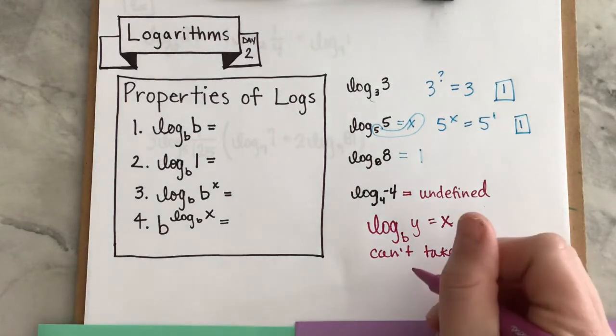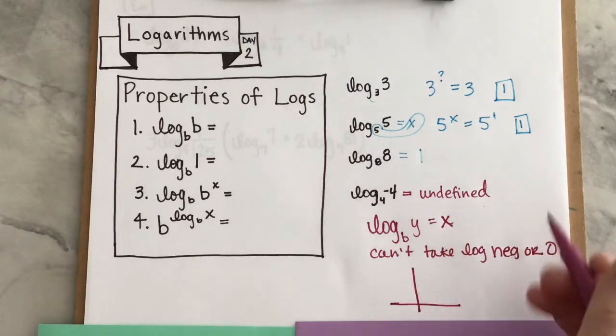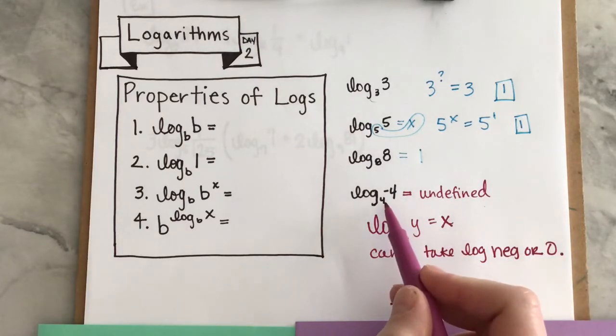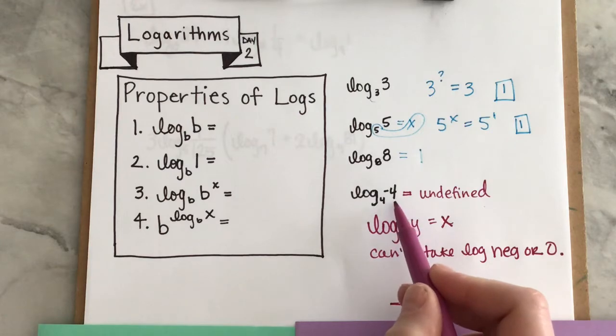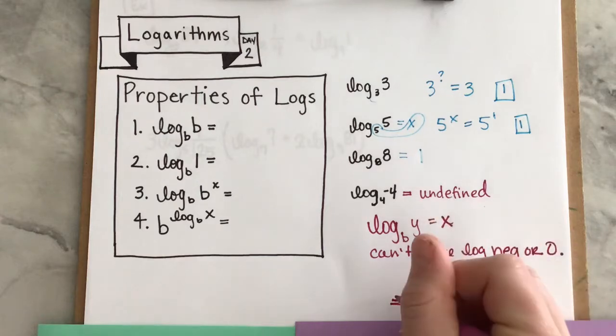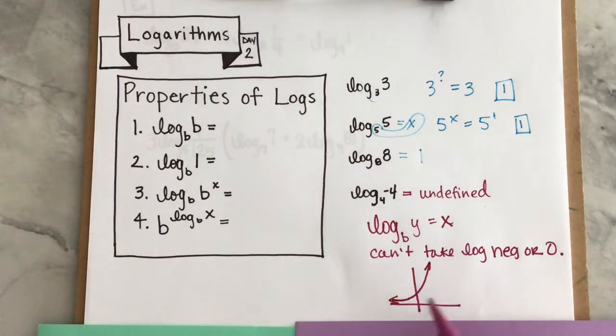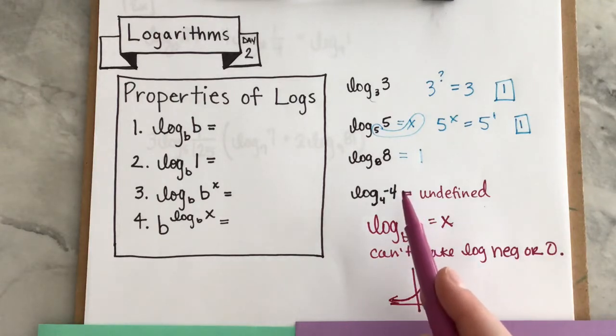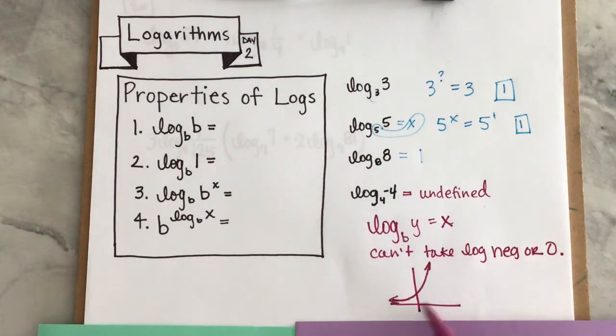So the reason that I can't do that is because we know that this question is saying 4 to what power equals negative 4. But the graph of my function 4 to the x looks like this. And so you guys can see that it never falls below the x-axis. So my values of y are never negative. So the truth is that this negative 4 doesn't even exist on the graph, and that's why it's undefined. But you just need to know, can't take the log of a negative. If you have that scenario, then all you're going to want to do is write undefined.